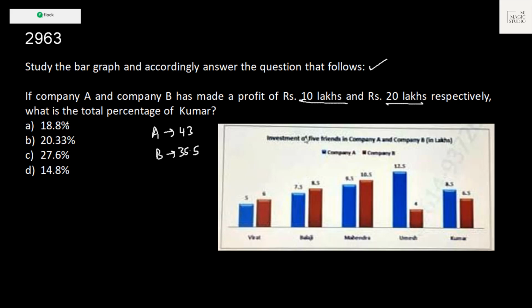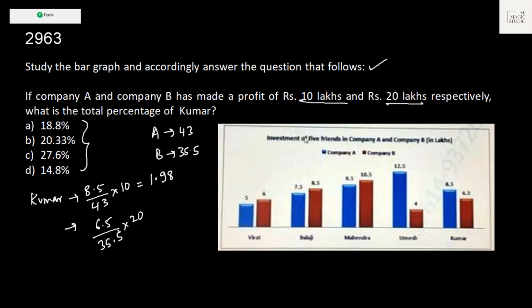Since no other data is given and all options are open, we'll assume that these are the only 5 people who have invested in this company. So Kumar's share in company A is 8.5, so he should get 8.5 by 43 into 10, that is roughly 1.98 or 1.99 lakhs. From company B, he will get 6.5 by 35.5 into 20.